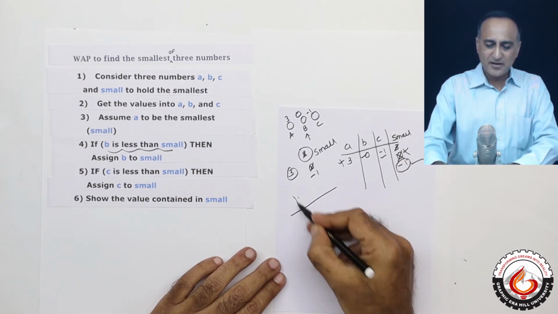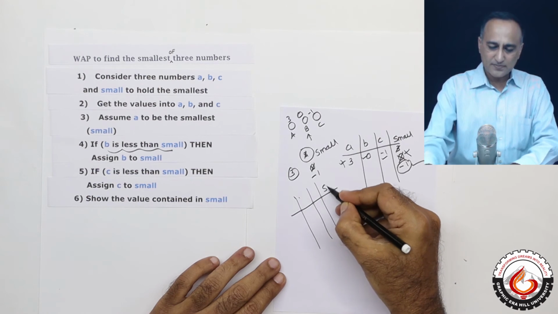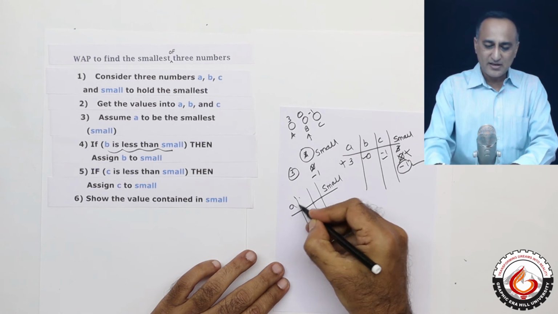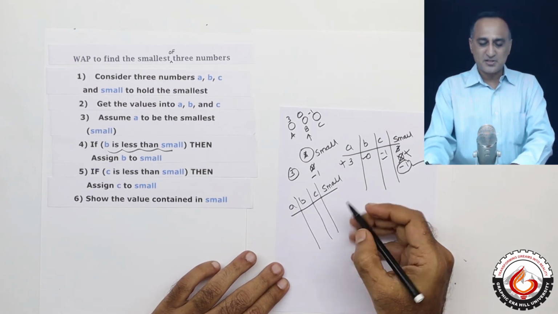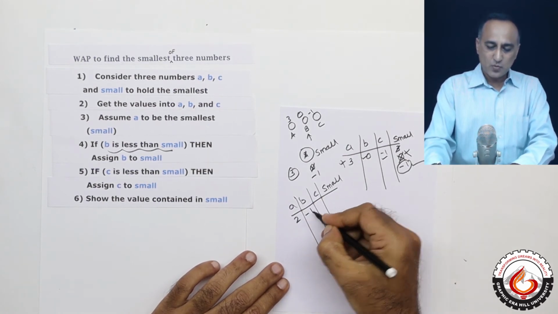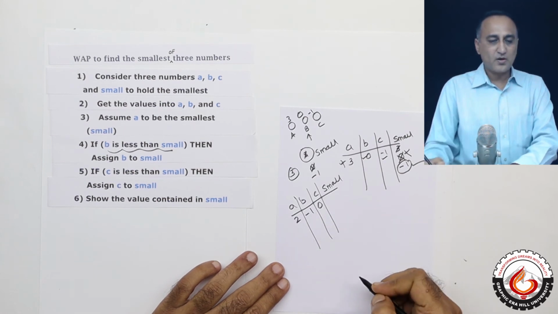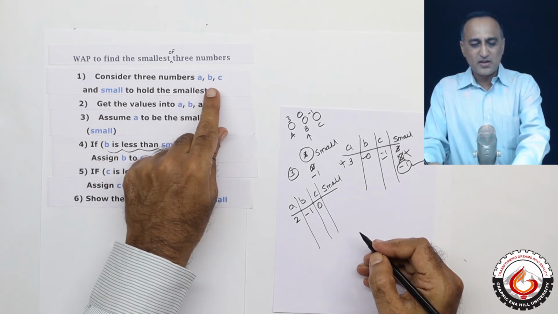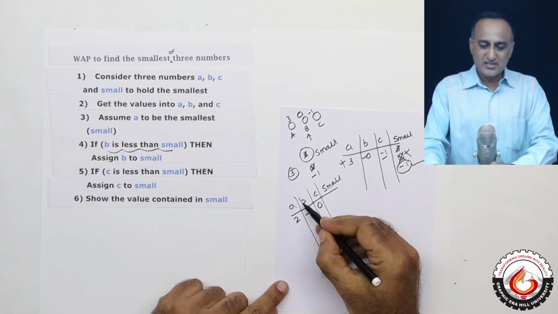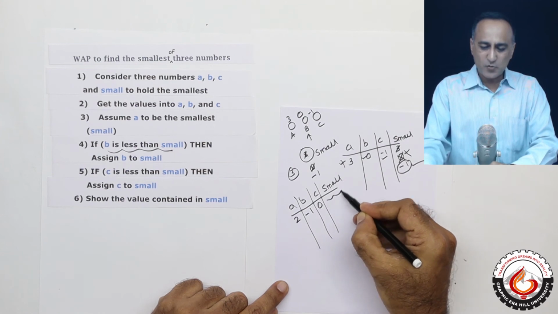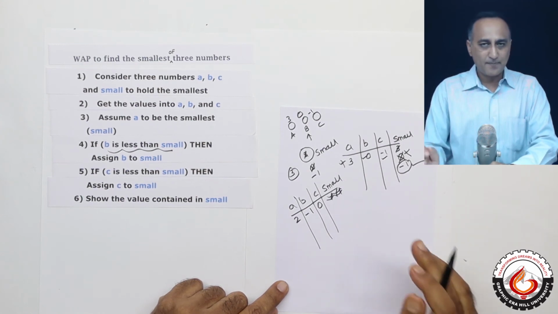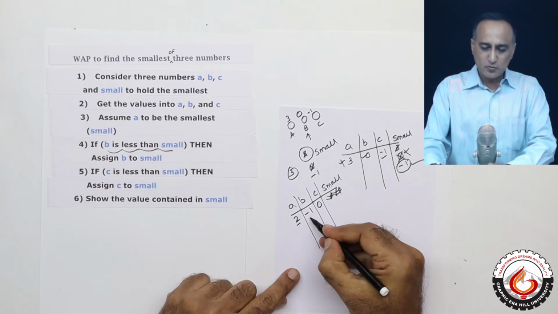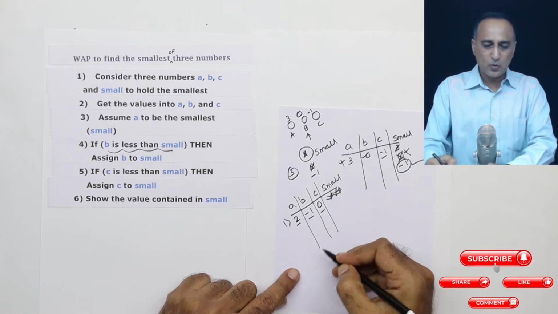Let's take some three different numbers and see if this really works. Never assume through pseudocode that your logic is correct until you have really tested it, because you could have made some mistakes. Let's say 2, minus 1 and 0. Let's assume these are the three values. So consider three variables A, B, C and small. Small has some value which I really do not know or don't care. Then I read values into A, B and C. So it is 2, minus 1 and 0. This is step number 1.